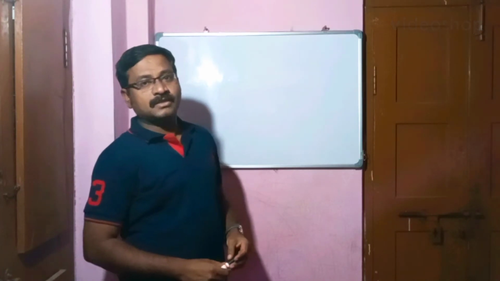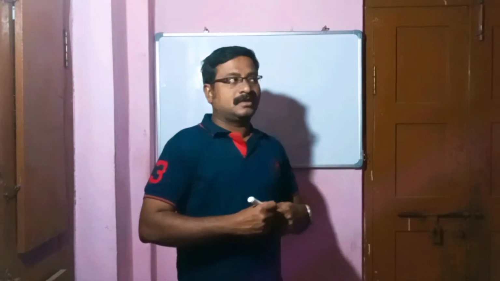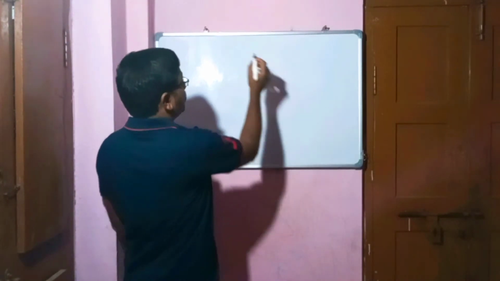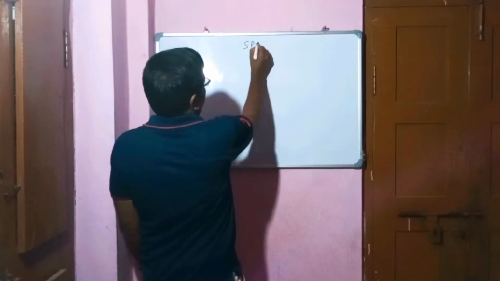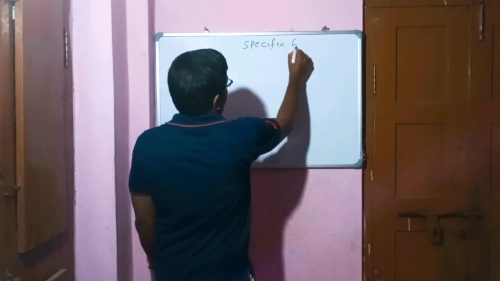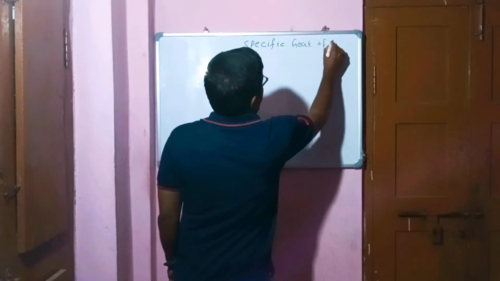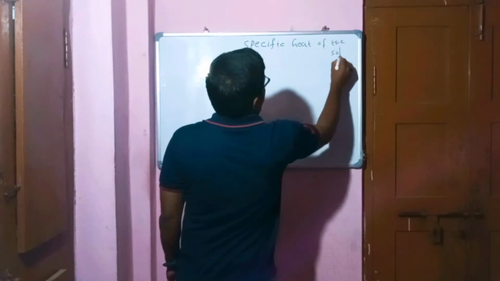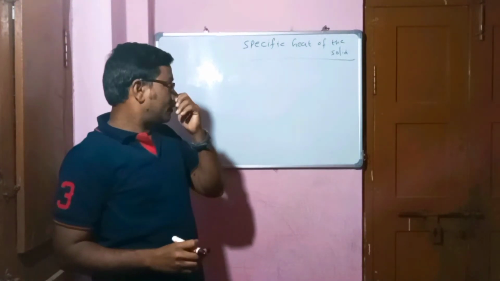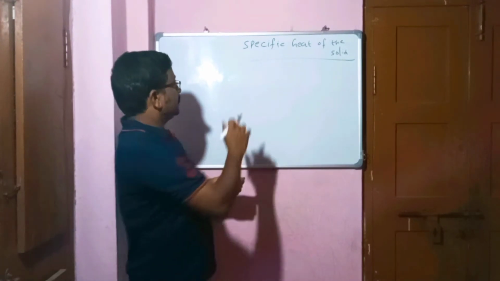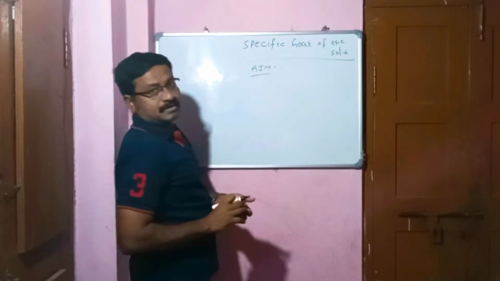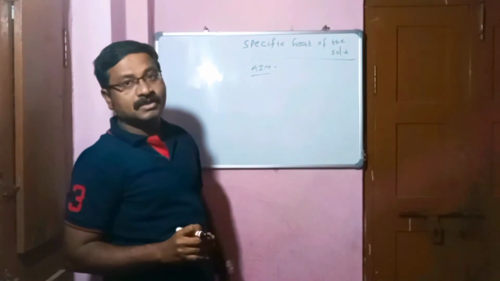Today we'll discuss the remaining topic of heat. So today we'll determine the specific heat of a solid. How to determine the specific heat of the solid? There are four steps. Aim: the aim is to determine the specific heat of the lead shards, or solid.